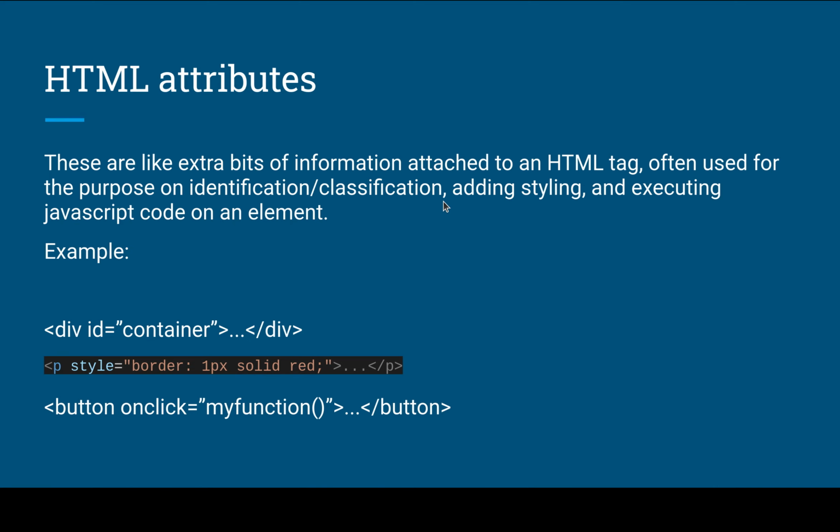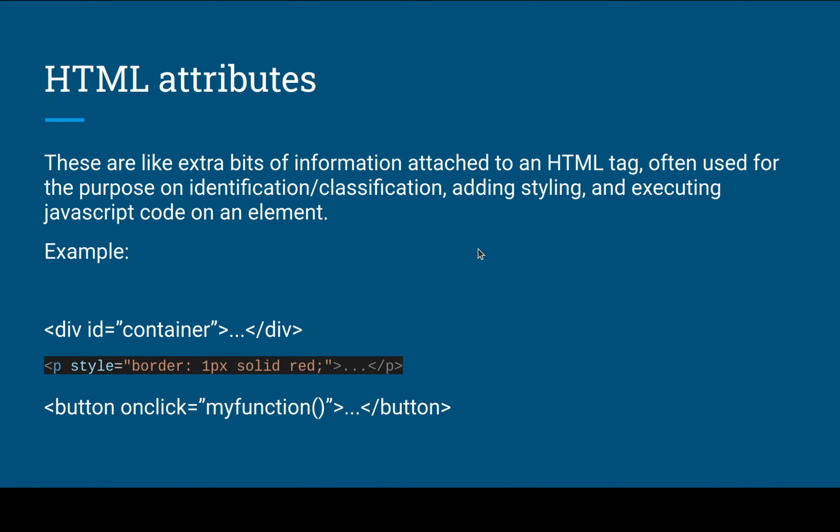So often they are used for the purpose of identification, classification. For example, you can define a set of attributes. So you can define an attribute to a set of tags, right? To a set of tags, and then through that attribute you can classify all those tags, right? We'll get to that anyways. So with attributes you can also add styling to the tags. You can execute JavaScript code on an HTML element.